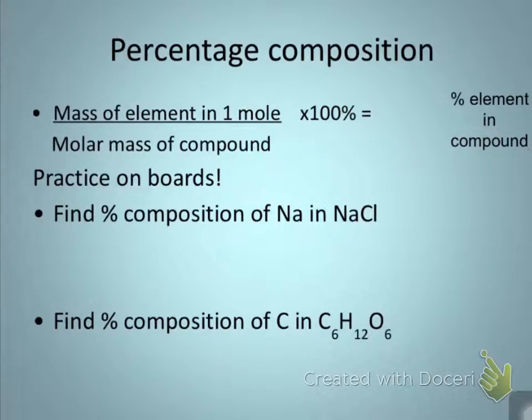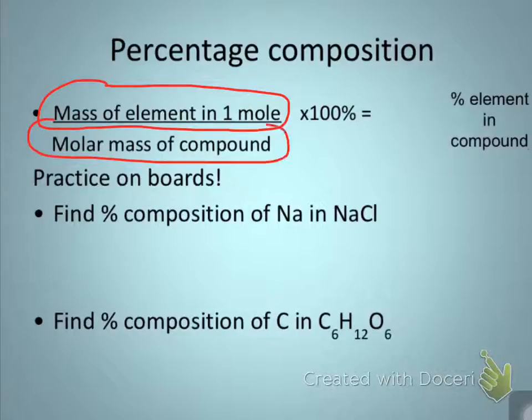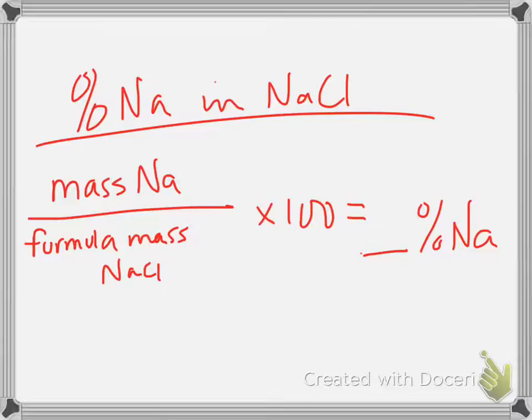So with percentage comp, the part that we're looking at is the mass of a particular element in 1 mole of the substance. And we're dividing that by the molar mass of the whole compound. Multiplying it by 100, and you get the percent comp of that element. So if we do the percentage comp of sodium in sodium chloride, we're going to take the mass of sodium in 1 mole of sodium chloride, divide it by the formula mass of sodium chloride, and multiply by 100.